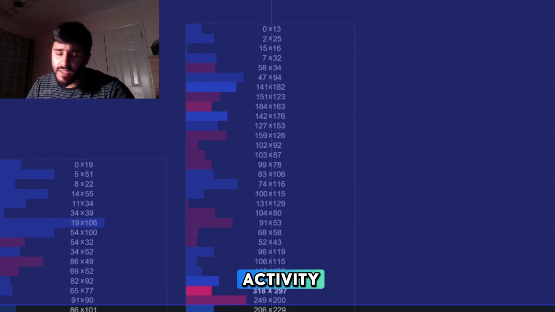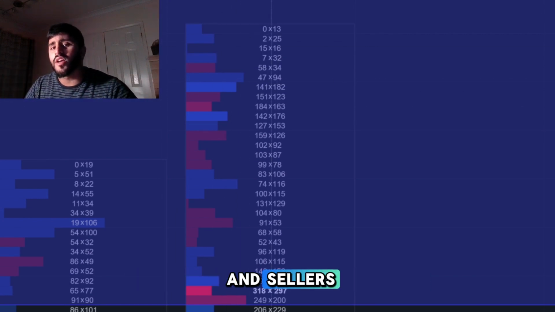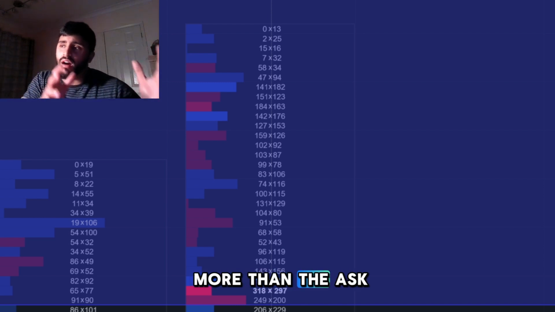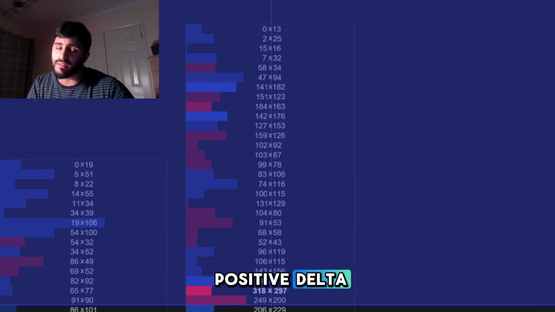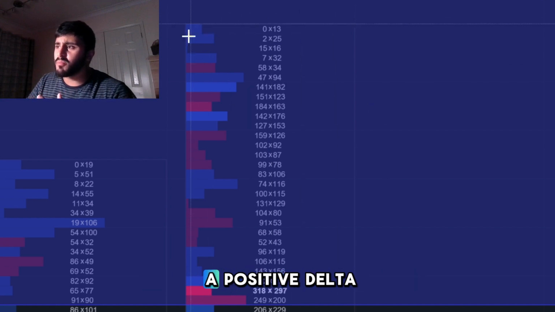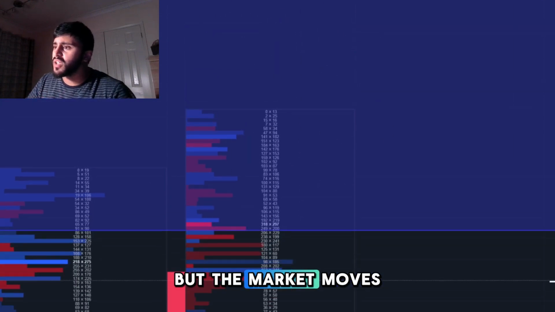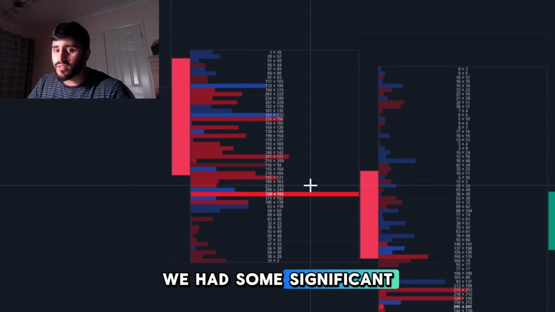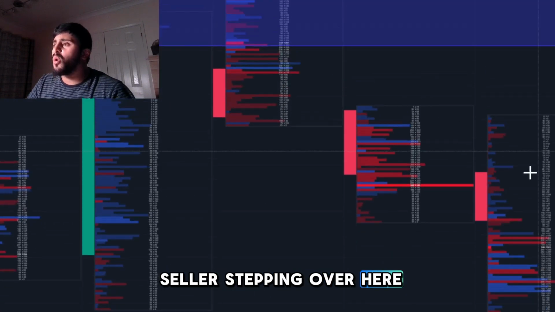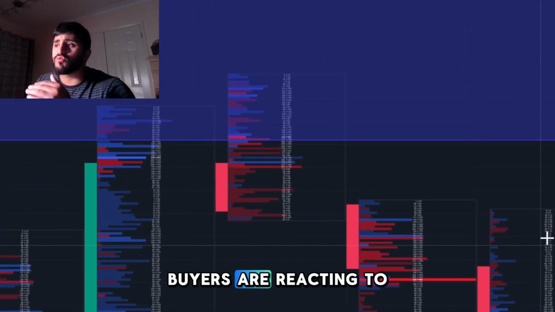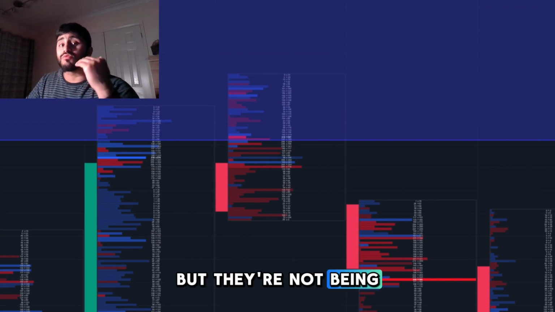Why is it buying activity? There are more aggressive buyers than sellers because the bid is more than the ask. So we have a positive delta. It's important to understand. When we have a positive delta, but the market moves downwards, we had a large seller step in over here. What that's telling you is that buyers are reacting to this level, but they're not being rewarded.